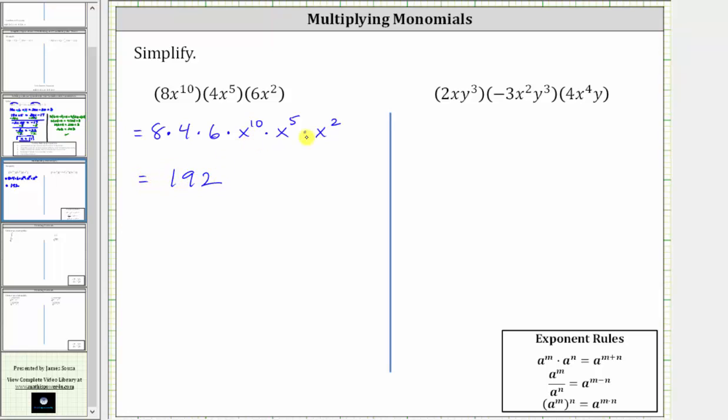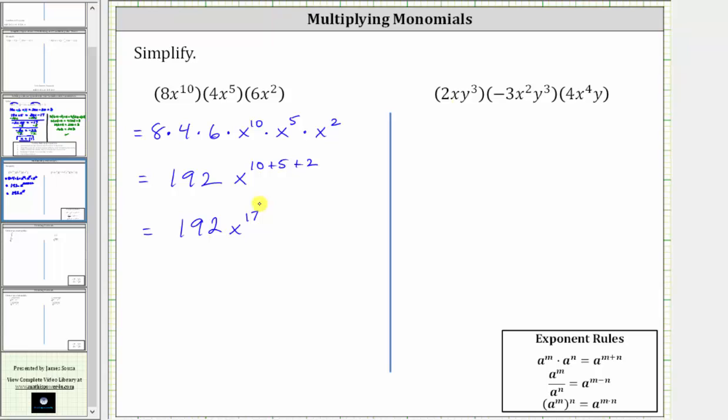And now multiplying the x's, we have x to the 10th times x to the 5th times x squared. Notice how we have a total of 17 factors of x. We're using our exponent properties. When multiplying and the bases are the same, we add the exponents. So this will give us x raised to the power of 10 plus 5 plus 2, giving us a final product of 192 x to the 17th.